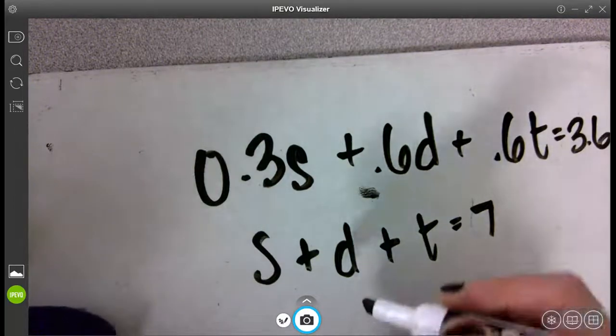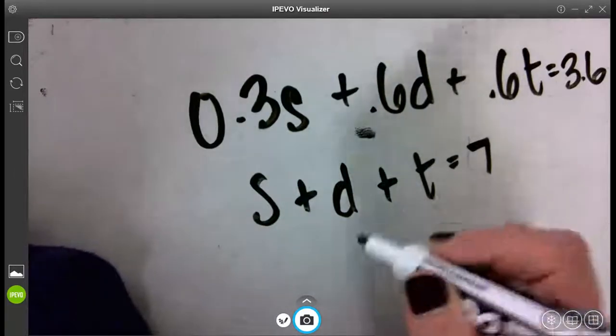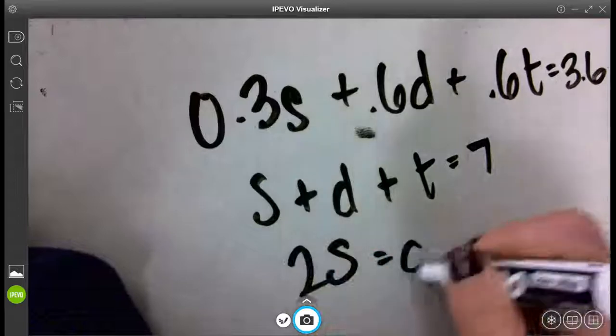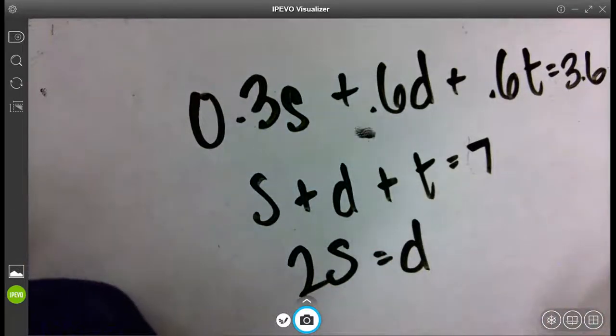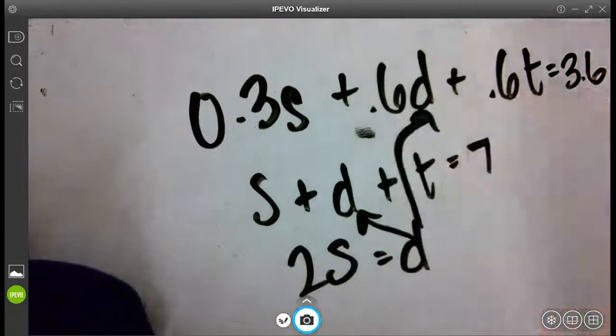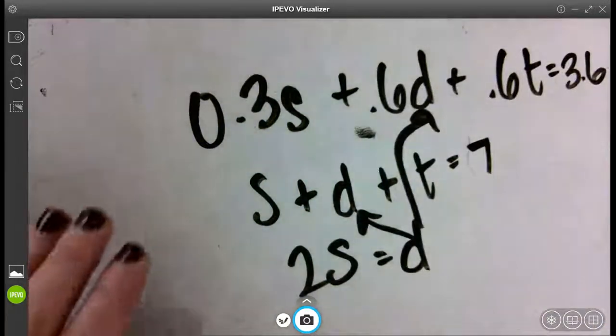It says there were twice as many episodes of the drama as there were sitcoms. So if I have sitcoms, I have to multiply that by 2 to get drama, because dramas is twice as many. How many did she have of each? Okay, that's how we'd set that one up.